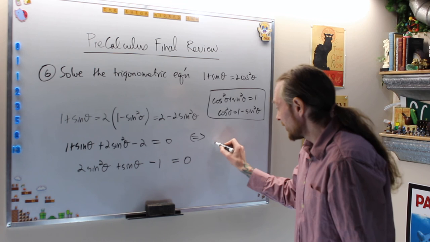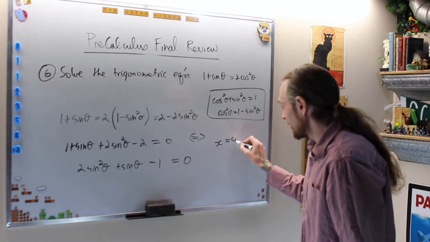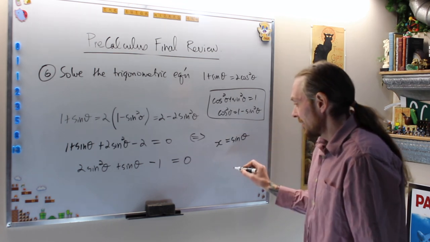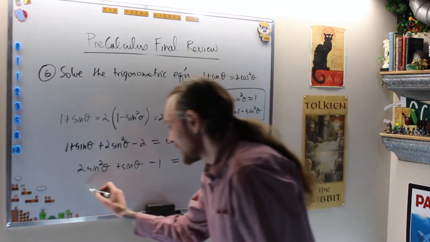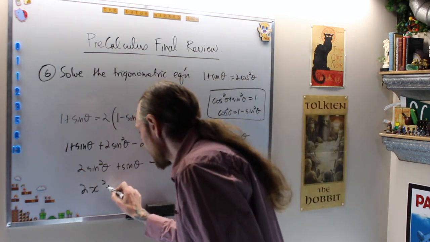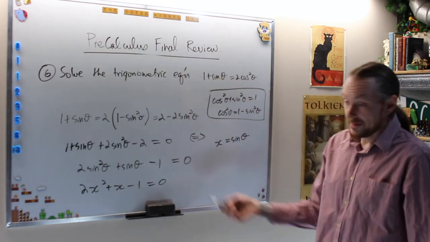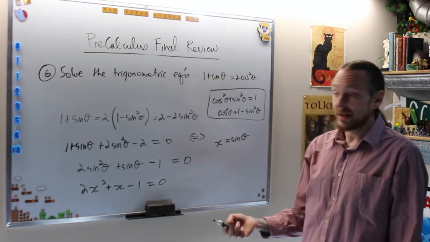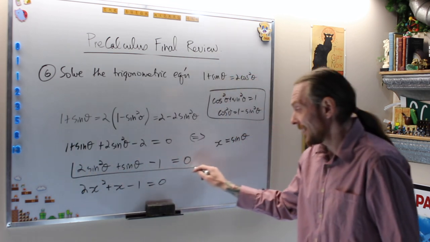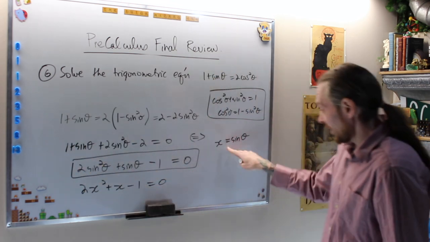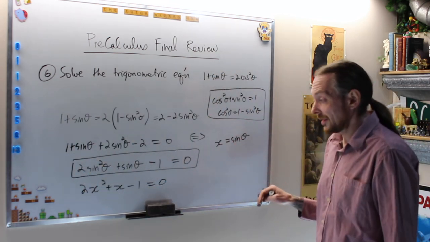What you can cleverly do is let x equal sine theta. Then what that gives us is 2x squared plus x minus 1 equals 0. We can try and solve this. You can see it's now a quadratic, but it's quadratic in sine theta, not in x, but we're going to let it equal x temporarily.